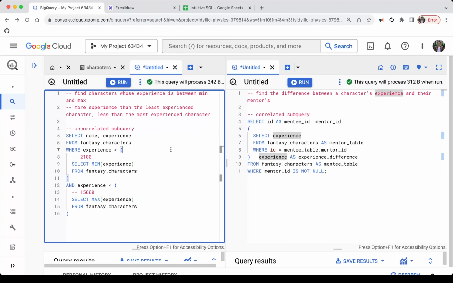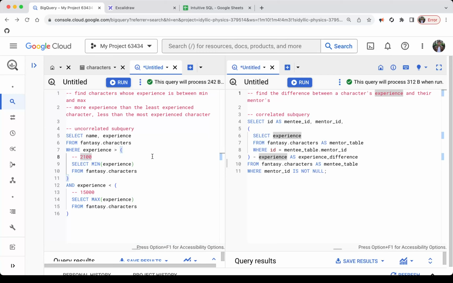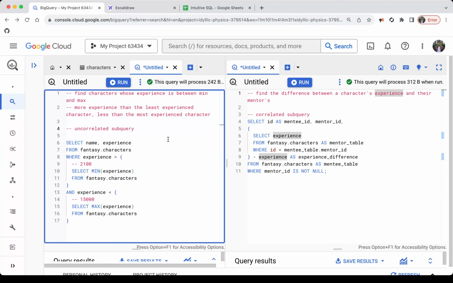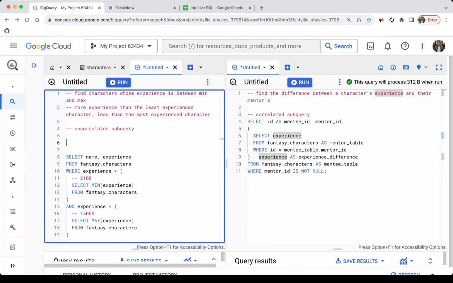Now, what does this really mean? It means that here on the left, our subqueries are computing the minimum and the maximum experience, and these are actually fixed values for all of our characters. It doesn't matter which character you're looking at, the whole dataset has the same values for minimum experience and maximum experience. So you could even imagine computing these values first before running your queries.